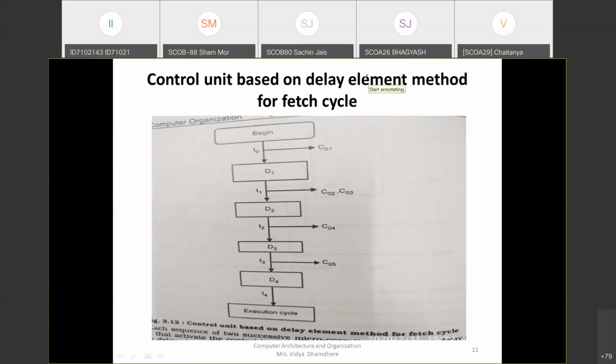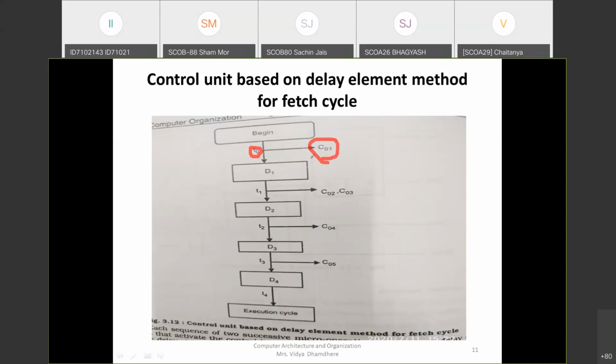Whenever we are executing any instruction, it is executed in a particular sequence only. For example, with the help of this flow chart we can see we start the beginning of the operations. In that, T0 is the timing required for the execution of that particular operation, and T1, T2 up to T4 are mentioned like this. Then C01 is nothing but the counter values being set. D1, D2, D3, D4 are the delay elements in each process which is required for the execution.